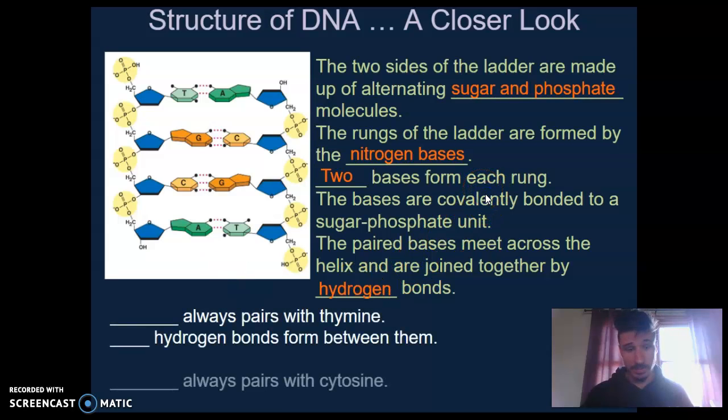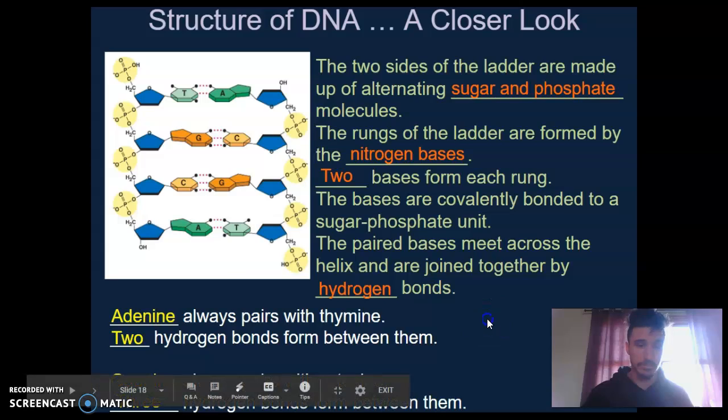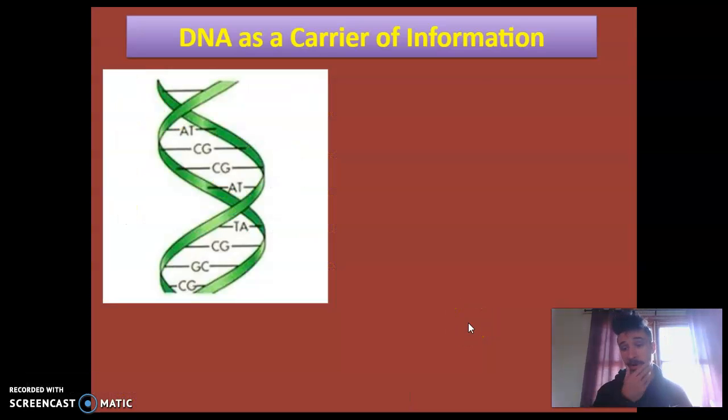Adenine always pairs with thymine. Two hydrogen bonds form between adenine and thymine. Guanine always pairs with cytosine, and three hydrogen bonds form between them. We don't need to know the number of hydrogen bonds. That's just a little added tidbit of information. I really just care that you know the base pairing rules. A pairs with T, C pairs with G.